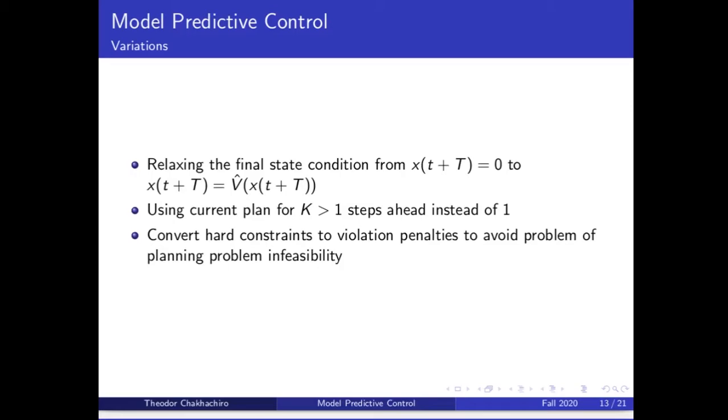Now we can also convert our hard constraints to violation penalties to avoid planning problems and infeasibility. This means that in cases where our problem is not feasible, instead of having NaNs as answers, we can actually allow them and have penalties on these violations.